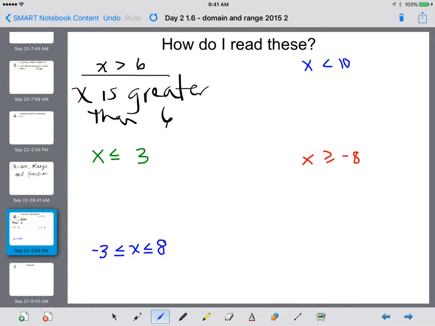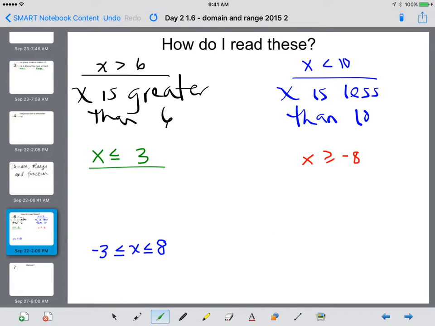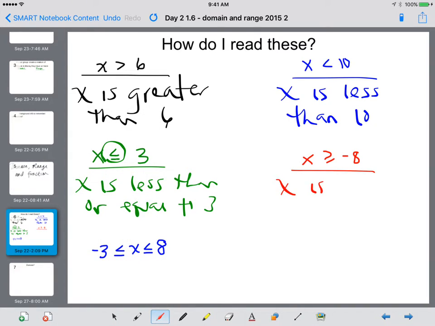Over here, we have x is less than 10. This says x is less than or equal to 3. That little extra line underneath means the "or equal to." If you tested yourself on this one, this says x is greater than or equal to -8.